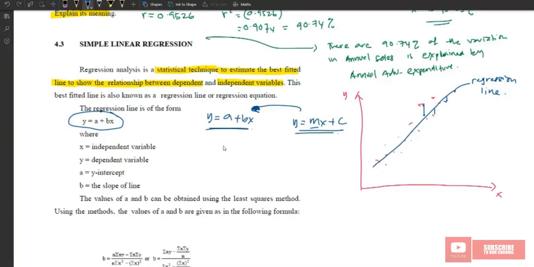So m is the slope of the line, right? And c means the intercept of the y axis, right? So in this case, a is the y-intercept and b is the slope of the line. So this is the regression equation. So y equal to a plus bx. So when you want to establish a regression line, right? So we want to get the equation of the regression line.